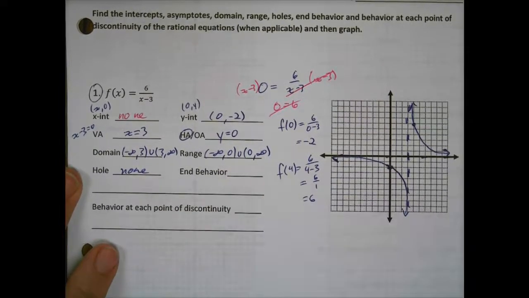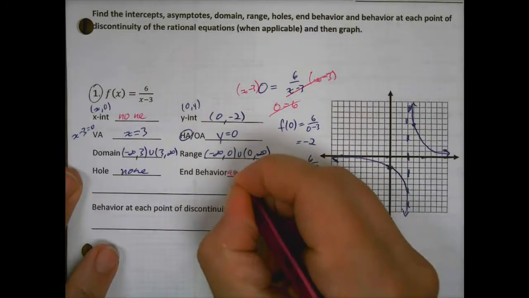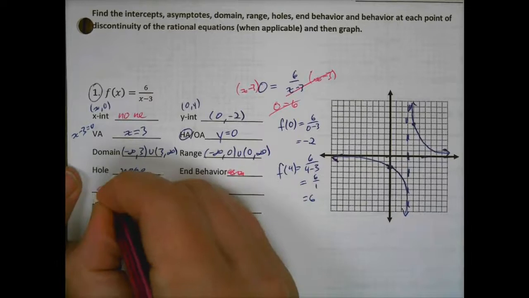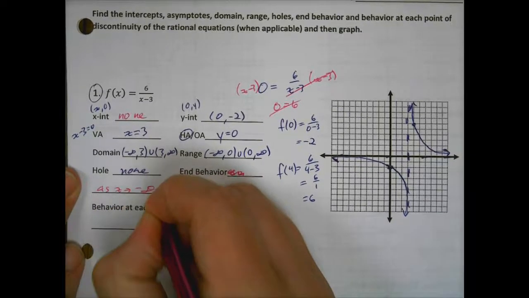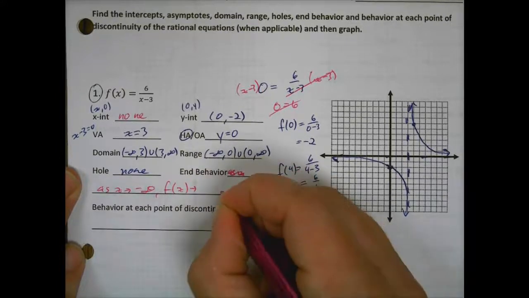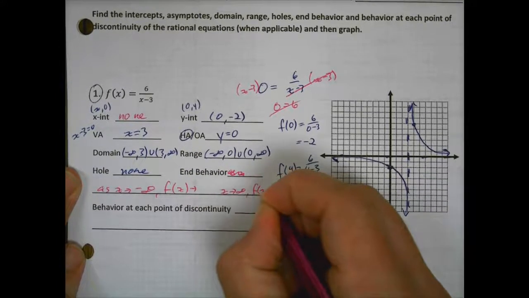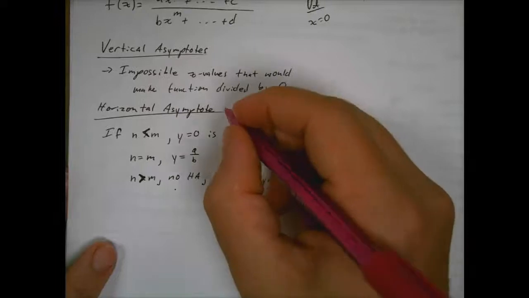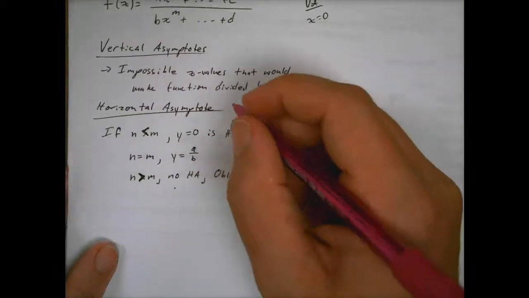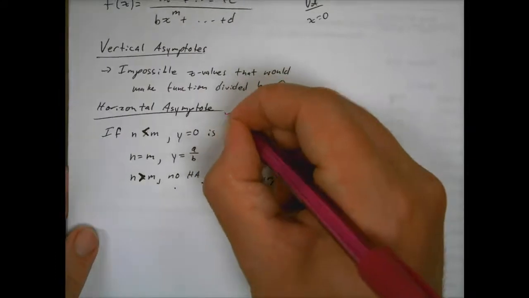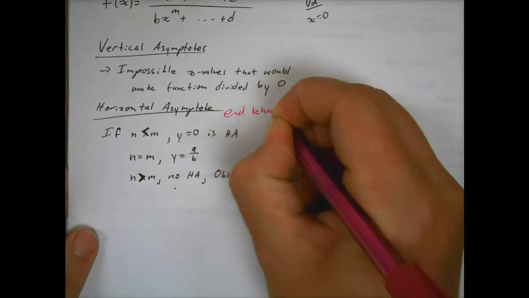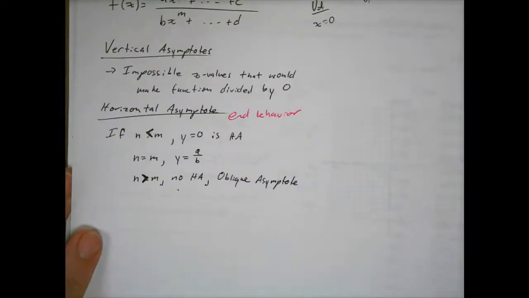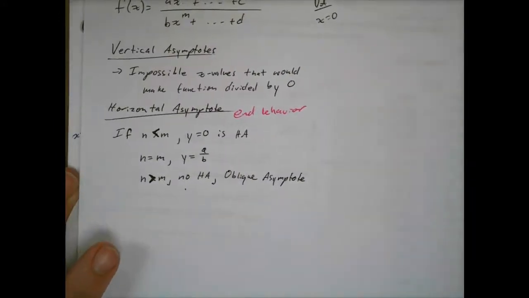For end behavior on this one, as x approaches negative infinity, what do our y values approach? And as x approaches infinity, what do our y values approach in that direction? The end behavior relates to the horizontal or oblique asymptote. Always and forever, the horizontal asymptote represents what the end behavior of our function is.